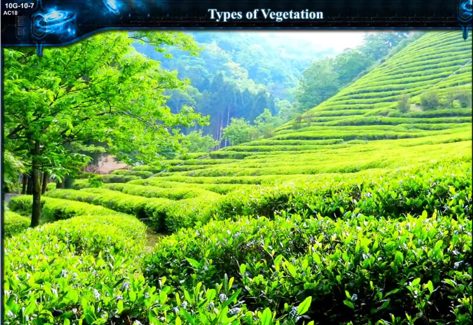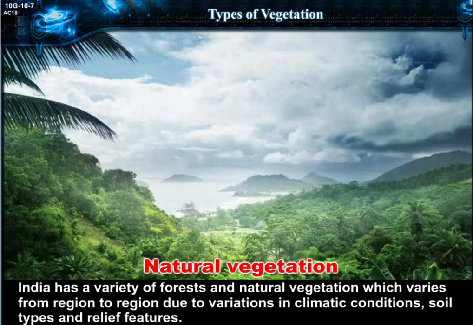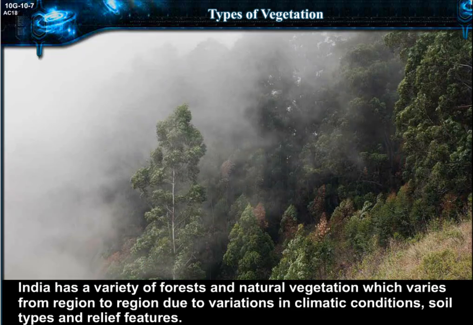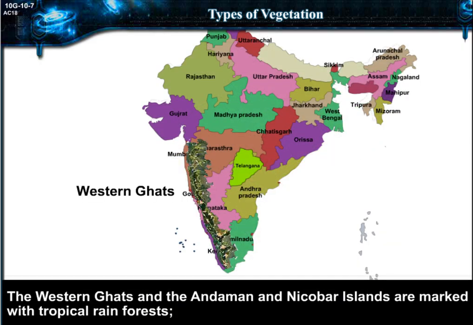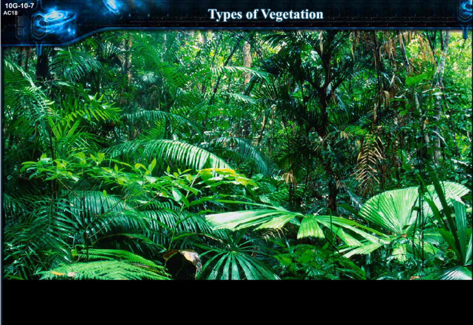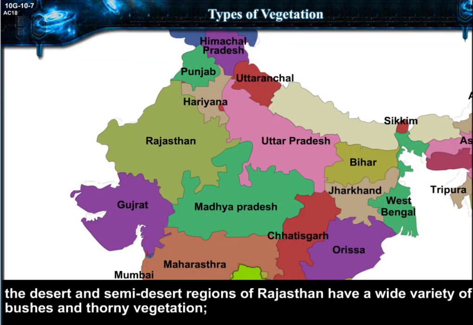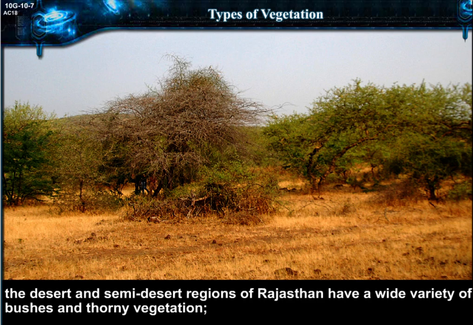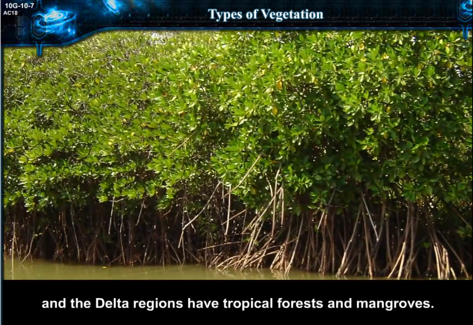Types of vegetation. India has a variety of forests and natural vegetation which varies from region to region due to variations in climatic conditions, soil types, and relief features. The Western Ghats and the Andaman and Nicobar Islands are marked with tropical rainforests. The Himalayas have temperate vegetation. The desert and semi-desert regions of Rajasthan have a wide variety of bushes and thorny vegetation, and the delta regions have tropical forests and mangroves.